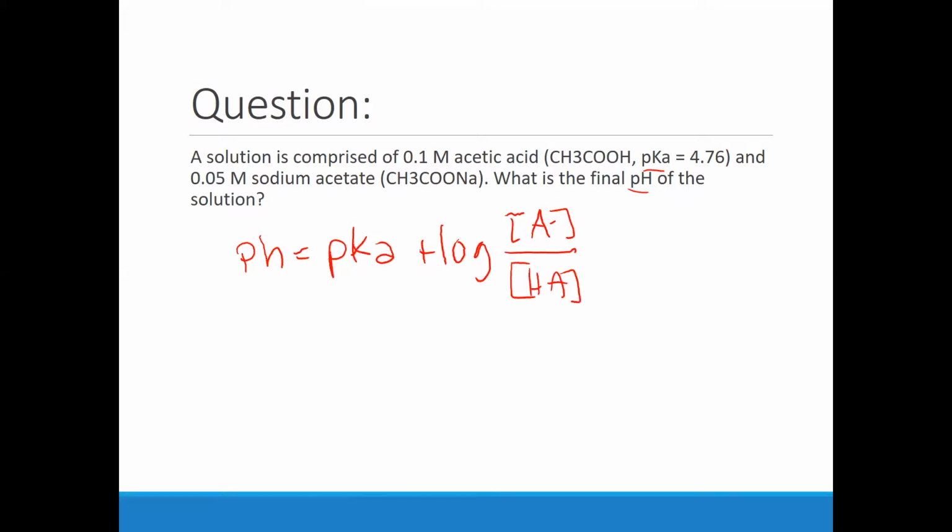Okay, so we can probably look at this quickly and figure out a lot of information. We know what the pKa is, right? We know we have to find the pH, so that's what we're looking for. We also have two concentrations here. But how are they related to this conjugate acid and conjugate base? Well, we have to think about, in this case, acetic acid and sodium acetate, what the acid and the conjugate base are in the formula.